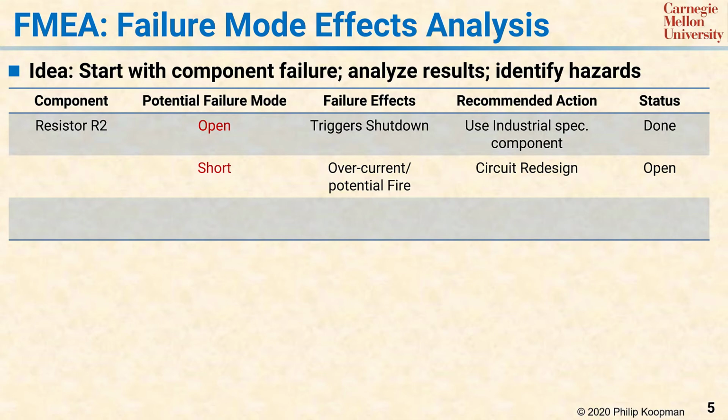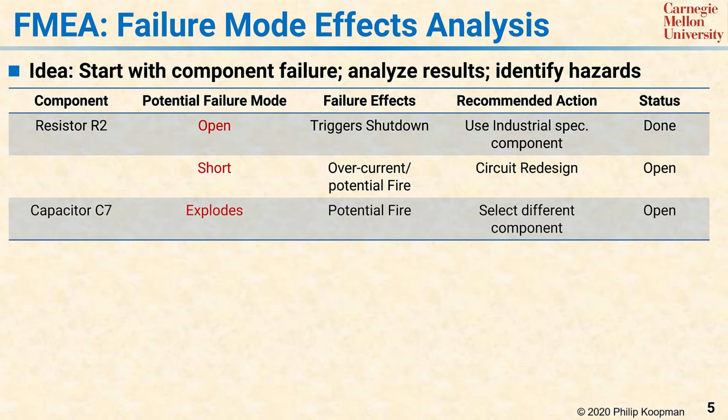Every component in the system needs to have one or more rows in this table, so there's a lot of rows in this table. Capacitor C7 might have a failure mode of it explodes, and this really happens to some types of capacitors. The failure effect might be a potential fire, and you might need to pick a different capacitor technology to eliminate the possibility of that failure.